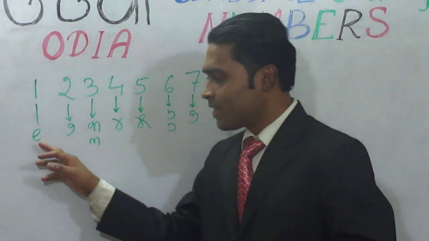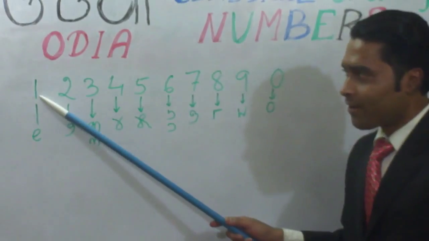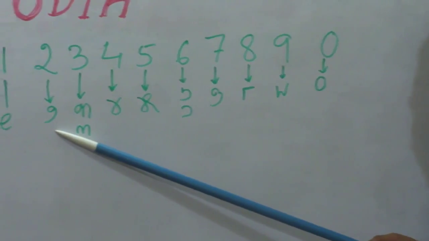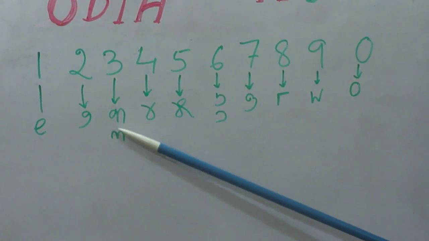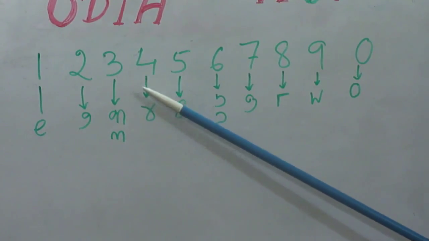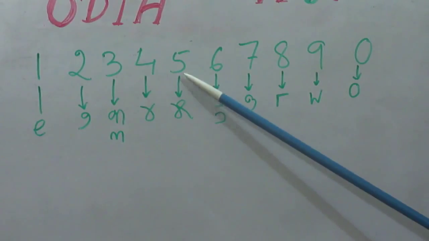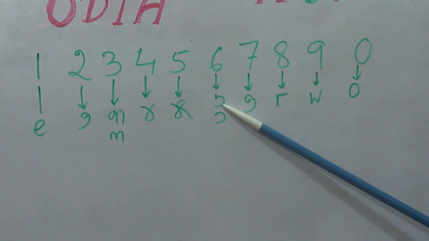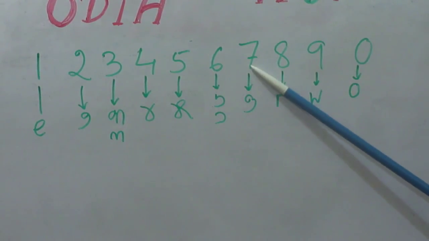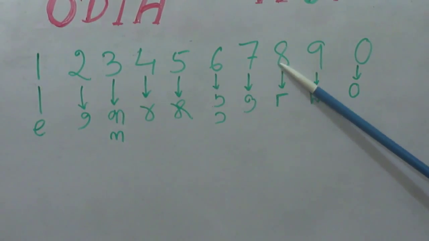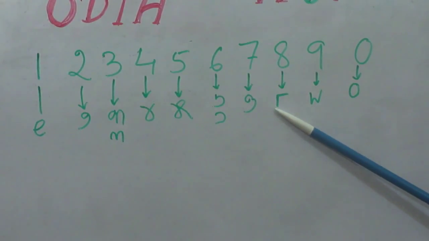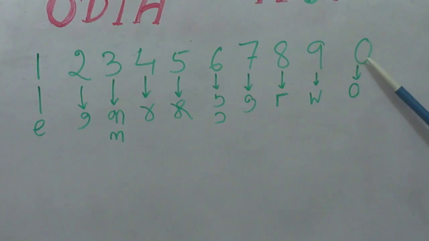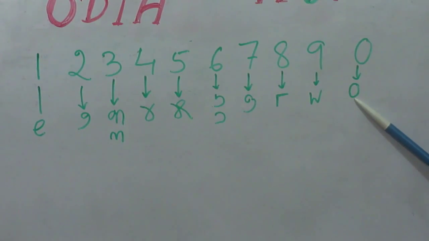Let's repeat this. This wala 1, eko. This wala 2, dui. 3, tini. 4, chari. 5, pancha. 6, chha. You can write like this or like this. 7, sata. 8, acha. 9, no, or noa. 0, suna, or sun.